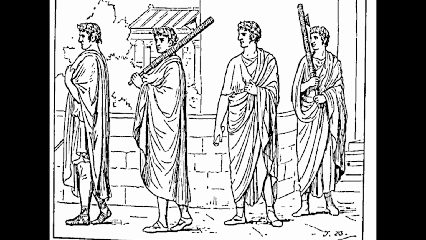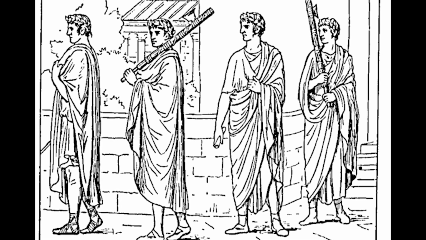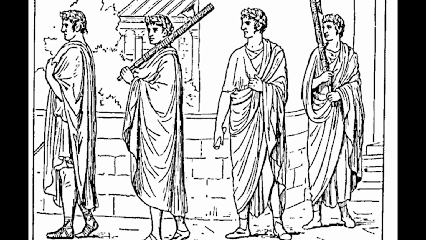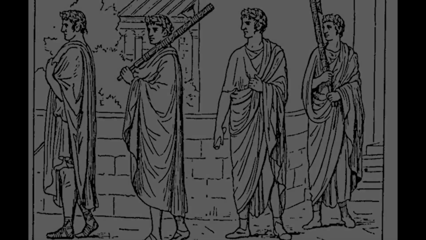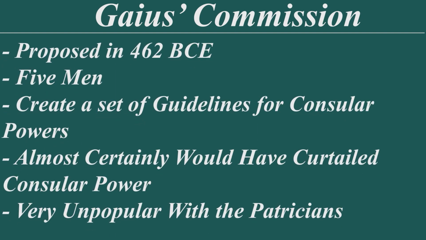Remember that the office of consul was the direct successor to the office of king. This meant that the limits of consular powers were very blurry, just as the limits of kingly powers were blurry during the Roman kingdom. This allowed the consuls a large amount of personal discretion and leeway in using their powers. Gaius wished to establish a new commission, made up of 5 men, to essentially create a set of guidelines for future consuls.